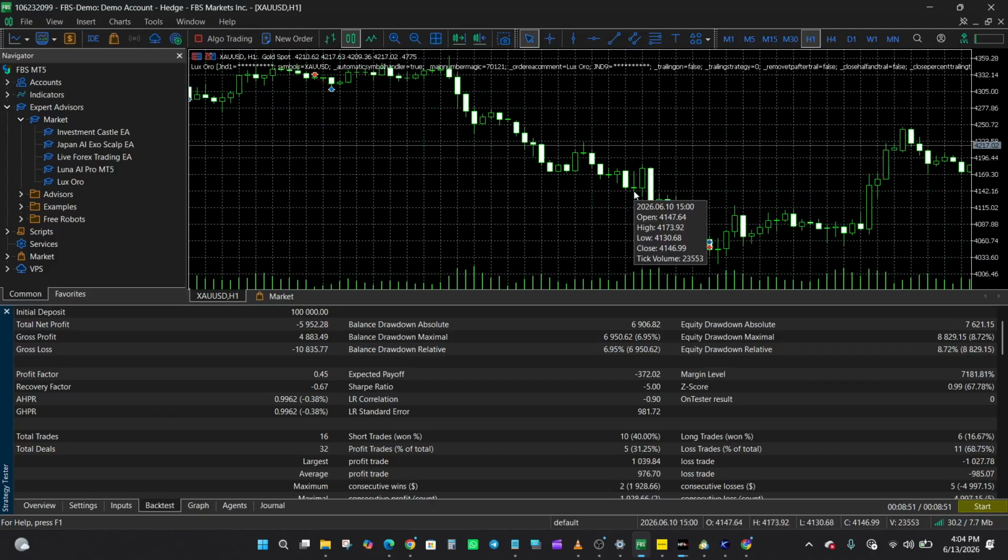Overall, the Lux Oro EA is presented as a dedicated MT5 expert advisor focused exclusively on gold trading on the H1 time frame. The marketplace listing emphasizes technical analysis, broker flexibility, hedging support, customization options, and trail stop based risk management. As always, I encourage traders to perform their own testing and optimization before considering any live deployment.